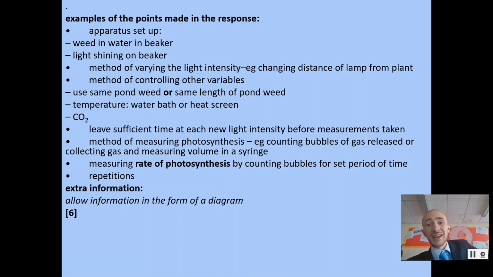And then you're going to measure the rate of photosynthesis by dividing the number of bubbles by the amount of time. So you're going to say bubbles per minute by the end of it. And finally, you always have to do repetition tests.